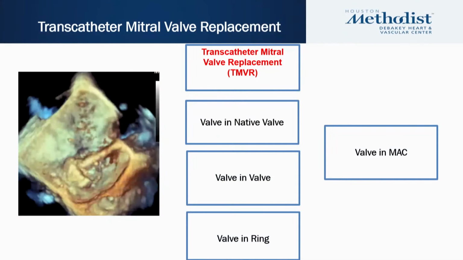Transcatheter mitral valve replacement can either be a valve in a native valve, which is the most challenging of all these procedures because the mitral valve annulus is very dynamic. Valve-in-valve procedures where you have a dysfunctional bioprosthetic valve, and a valve-in-ring where you have a pre-existing mitral valve ring. Valve-in-MAC is less commonly performed and is definitely more technically challenging as compared to the previous 3.